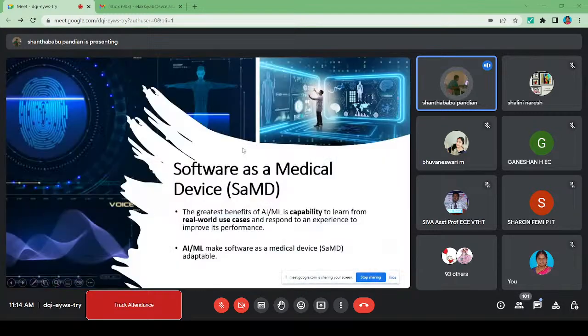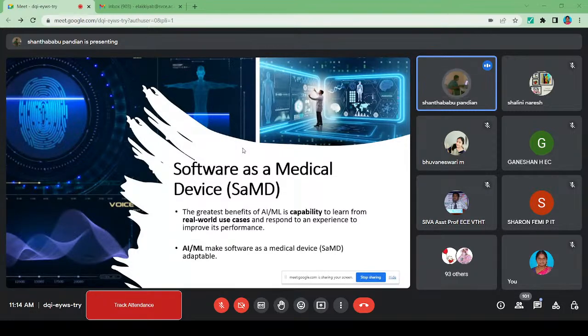Okay, this is nothing but our AML. Simple and easy. As I showed in some pictures, some functionality, the cough detection, patient monitoring, radiology, everything is a software as a medical device. That is nothing but AML capability, right?